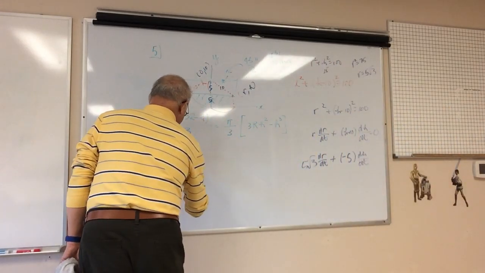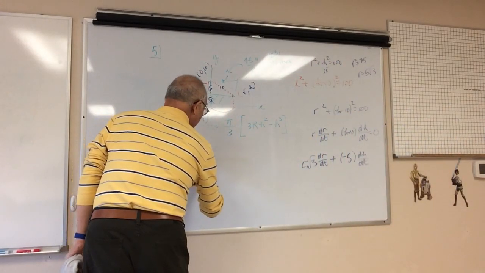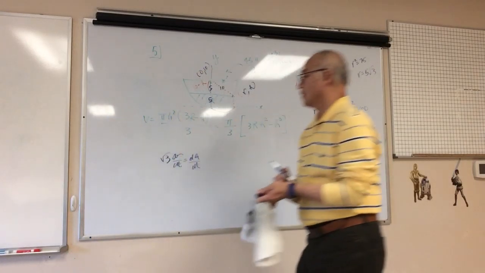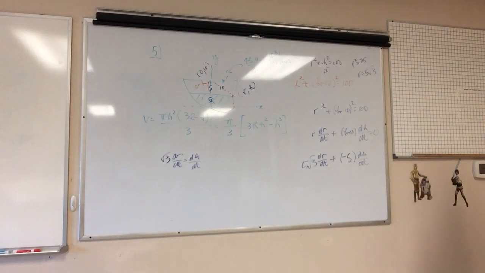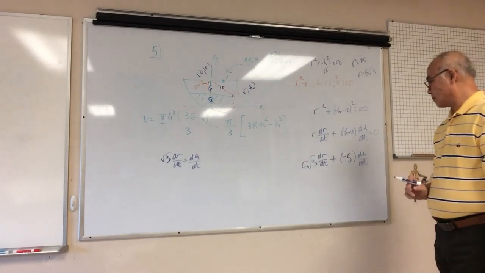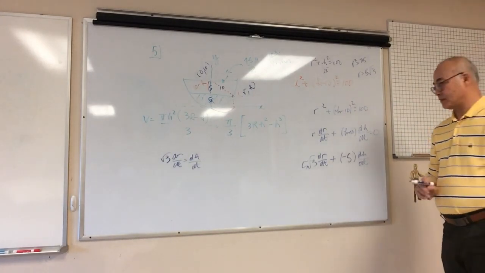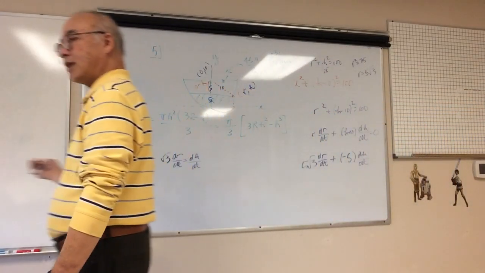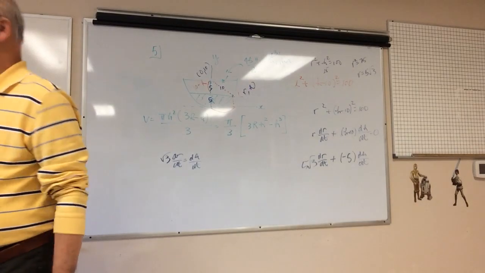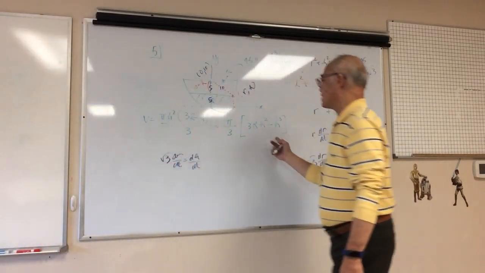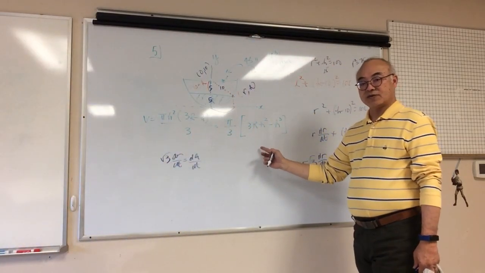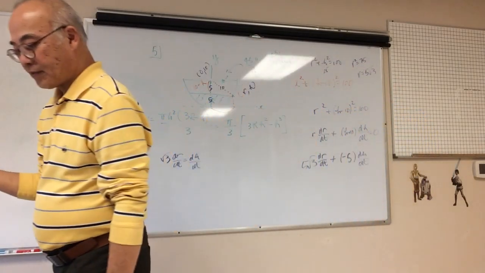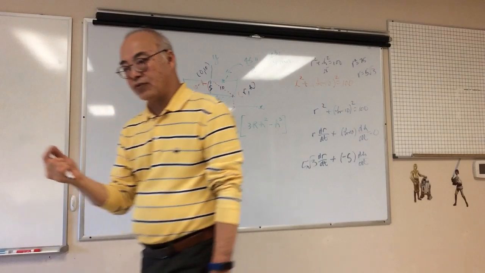Root 3 dr dt is equal to dh dt. Are we good? What were we looking for here? We're looking for the relationship between dr dt and dh dt, because we're going to get both of those when we take the derivatives here. So I want to be able to put it into one. We're not looking for dr dt.